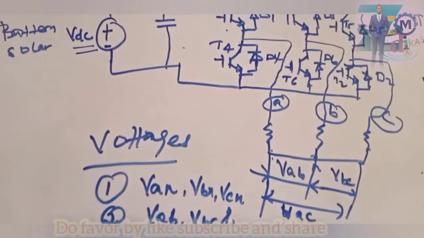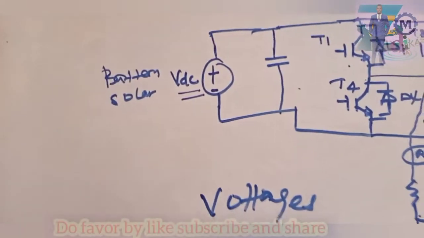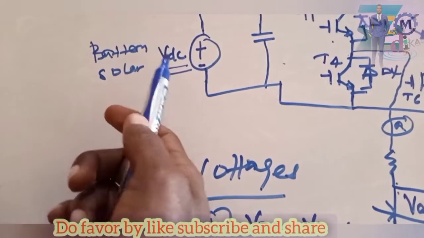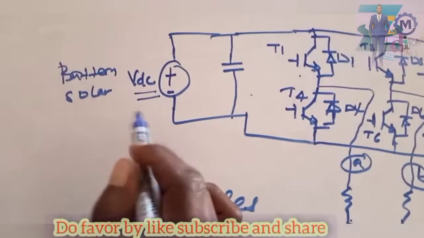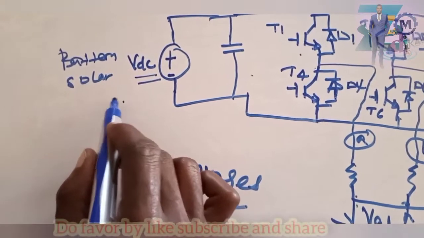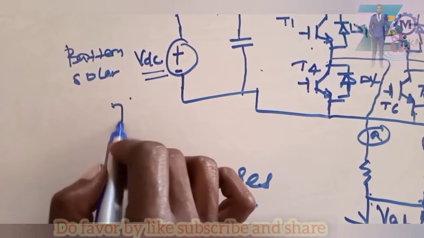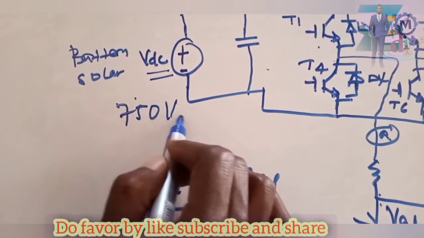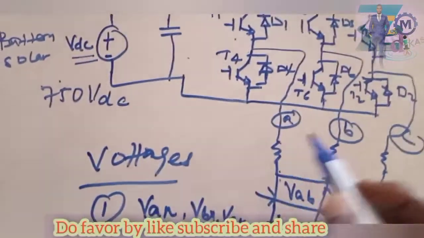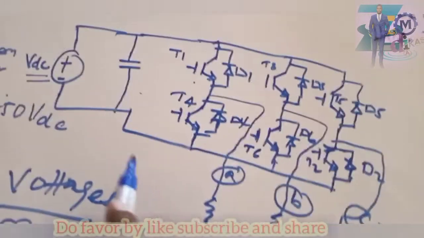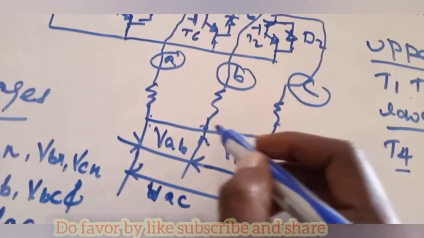So basically, this is the source I mentioned earlier. This is the DC source, and this is the AC source. Now, let's say the cumulative power inserted into this source is, let's say, 750 volts DC. This 750 volt DC is converted into AC with the help of this controlling mechanism here, which is directly implemented for the load.